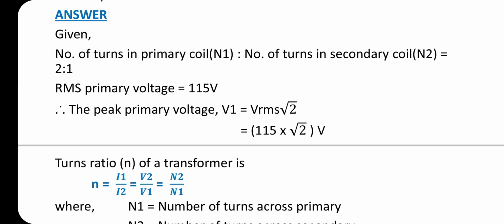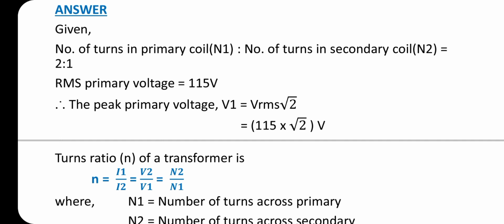Given the number of turns in the primary coil N1 is 2, and the number of turns in the secondary coil N2, with ratio 2:1. RMS primary voltage equal to 115 volt. Therefore, peak primary voltage V1 equal to Vrms root 2, which is equal to 115 into root 2 volt.